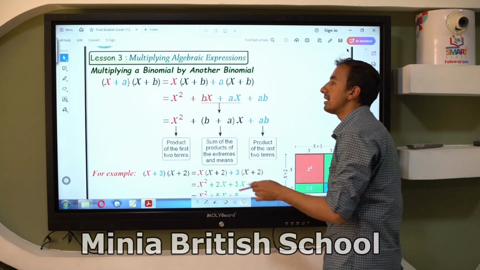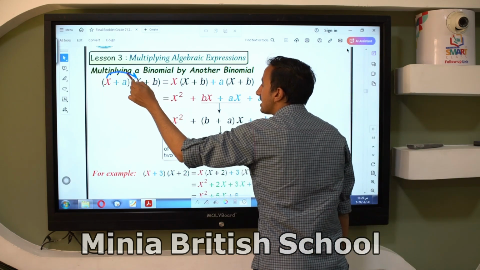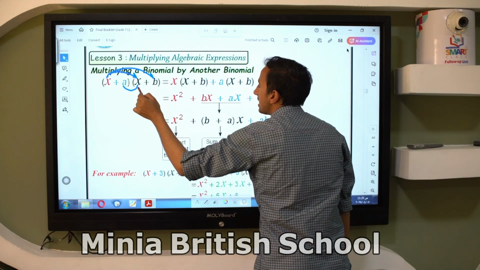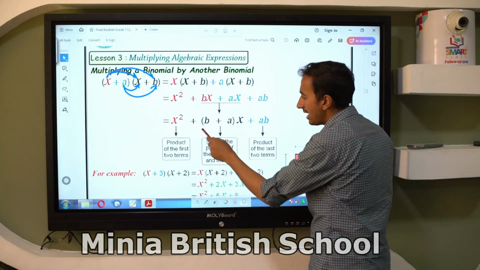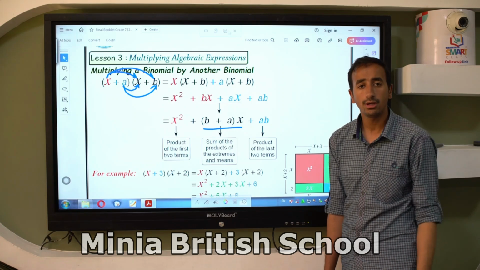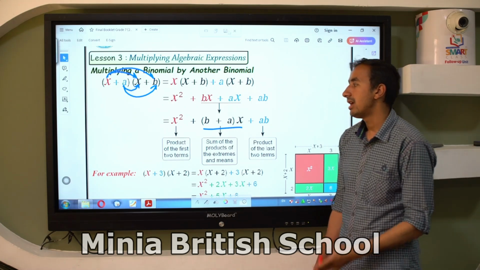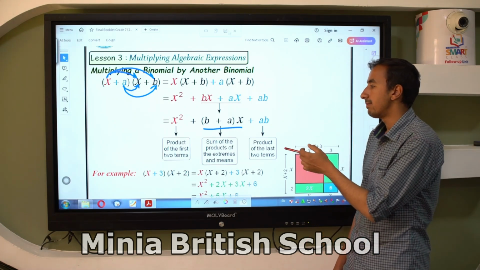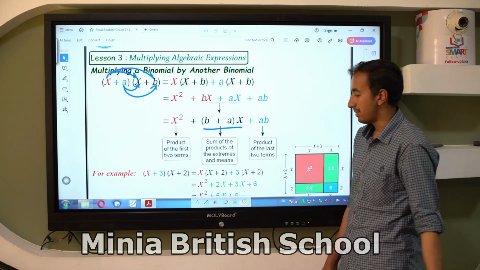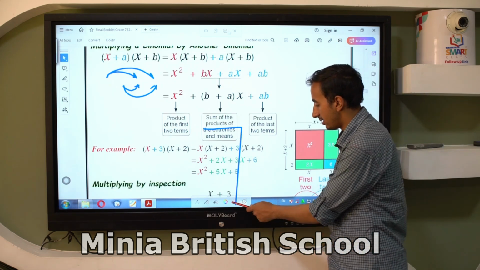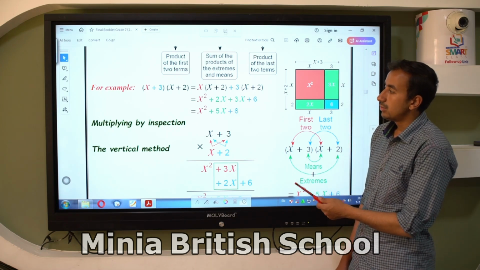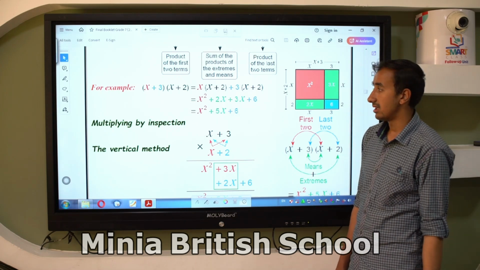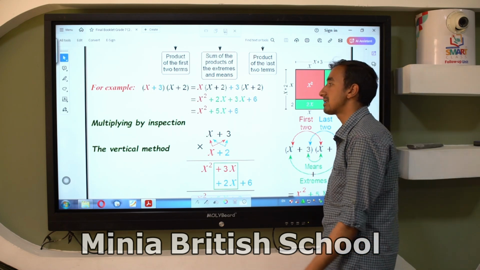Here you must distribute: x times x, x times b, a times x, a times b. Okay, distribute this. And I can take the common factor x, so we have x power 2 plus (a plus b)x plus ab. Okay, as an example here: x plus 2 times x plus 3.